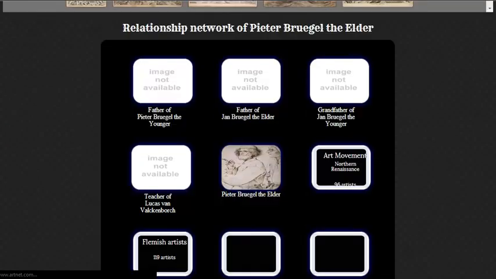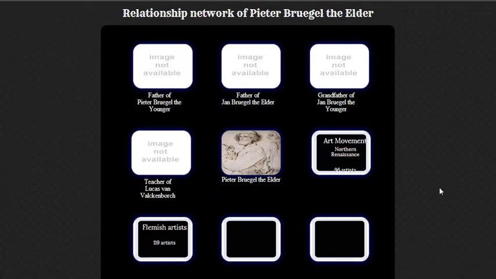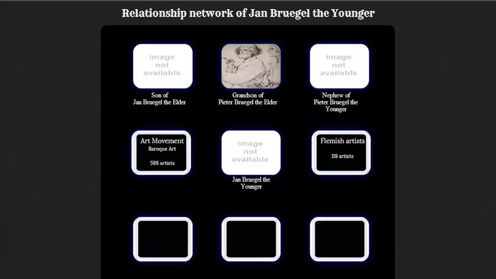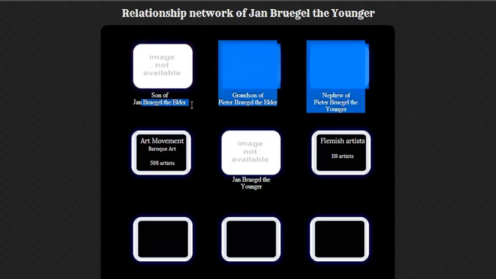So let us explore the relationship network of Peter Bruegel the Elder. We can see that there are many artists in the family of Peter Bruegel the Elder. So we can see here that there is father of relationship, there is grandfather of relationship, and now if I click on the profile of Jan Bruegel the Younger, that is his grandson. So we can see that we have shown the inverse relationship as well. So he is grandson of Peter Bruegel the Elder, and he is nephew of Peter Bruegel the Younger, that is the brother of Jan Bruegel the Elder.